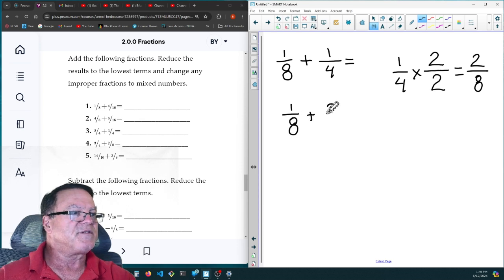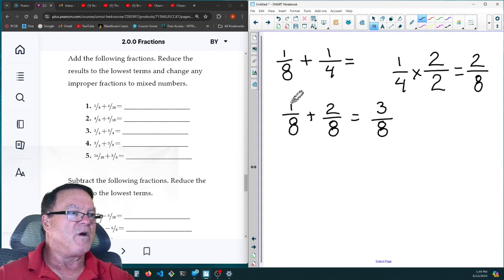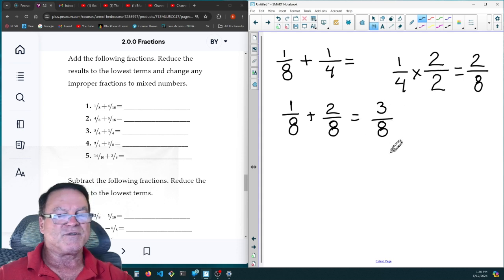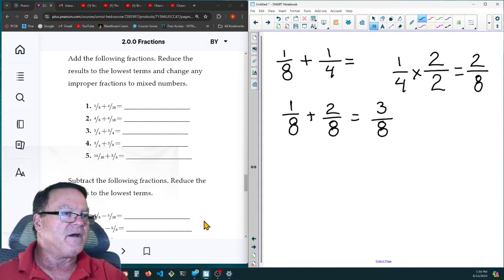plus 2/8 equals 3/8. Notice that I did not add the denominators, only the numerators. Remember, this is 1 piece of pie cut into 8 pieces. This is 2 pieces of pie cut into 8 pieces. That equals 3 pieces of pie. That pie was cut into 8 pieces originally. Okay.